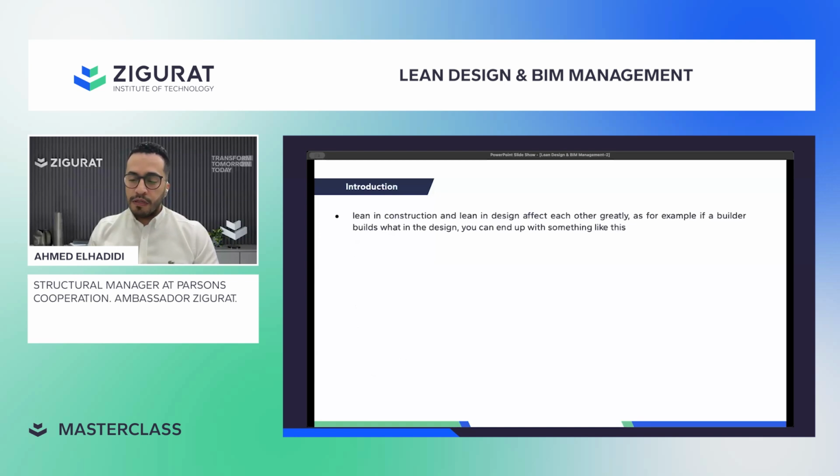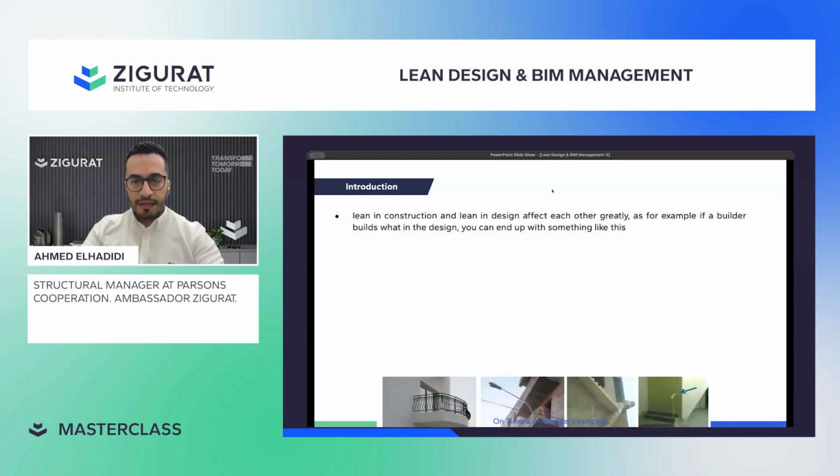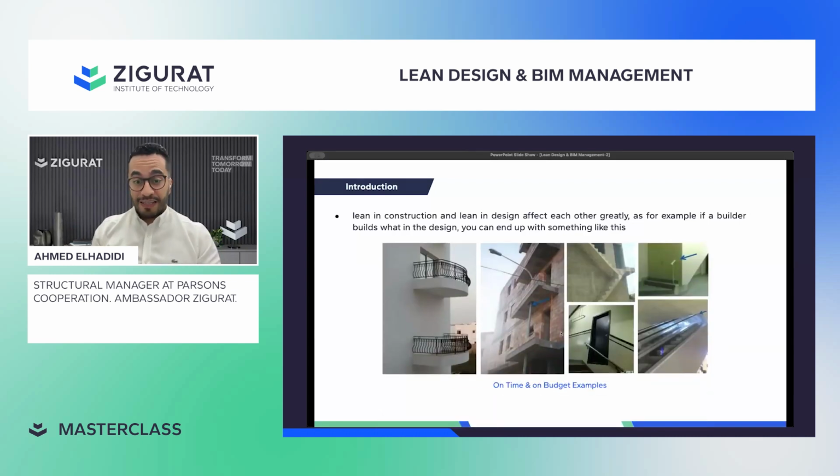So to start, we heard a lot about lean in construction, but it is almost connected to lean in design as well. Why? Because they impact each other greatly. If you design something without thinking about the approaches or eliminating the waste or thinking about the product you want to have for your customer, you may end up with something like this. It is on time and on budget, but it is not properly designed and you cannot even use it. So this is on time and on budget, but it's a huge mistake.